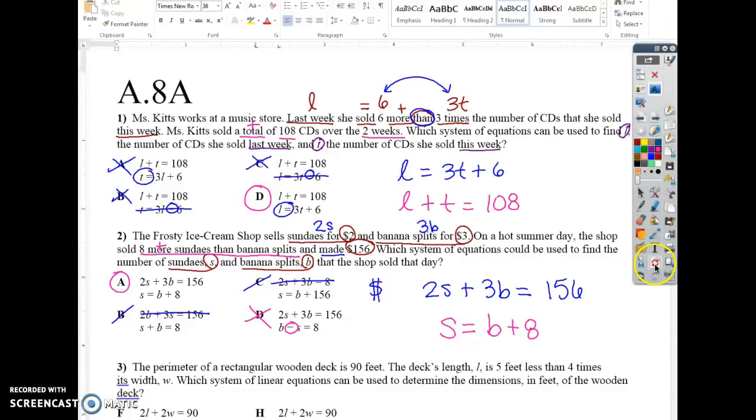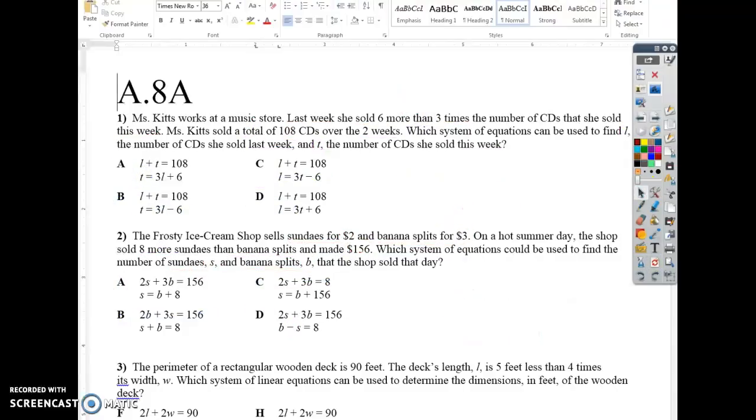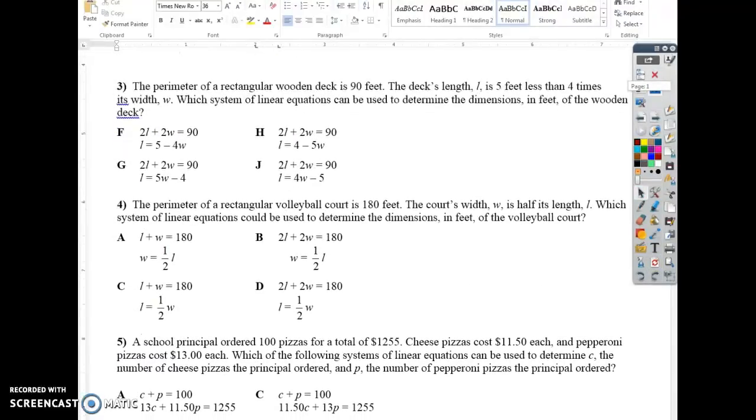Problem number 3. We're talking about perimeters. These are the ones that I like because they're easy. When they're talking about the perimeter of a rectangular wooden deck being 90 feet, then you're going to use the perimeter equation, which is 2L plus 2W equals whatever number they gave you, which in this case was 90. So 2L plus 2W equals 90.